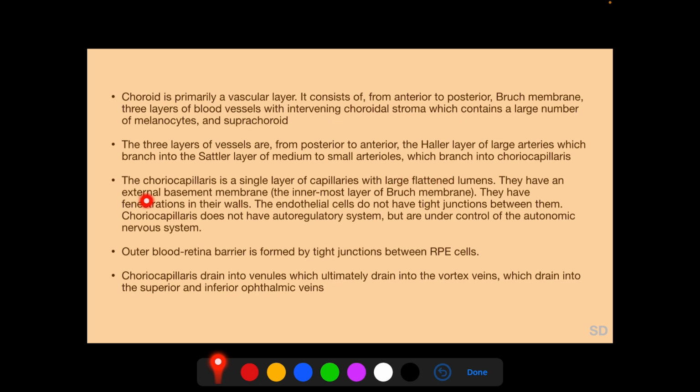They have an external basement membrane, which is also the innermost layer of the Bruch's membrane. Choriocapillaries have fenestrations in their walls. The endothelial cells of the choriocapillaries do not have tight junctions between them. Choriocapillaries do not have autoregulatory system but are under control of the autonomic nervous system. Outer blood retinal barrier is formed by tight junctions between the retinal pigment epithelial cells. Choriocapillaries drain into venules, which ultimately drain into the vortex veins, which then drain into the superior and inferior ophthalmic veins.